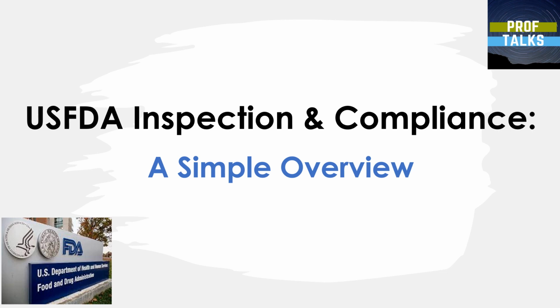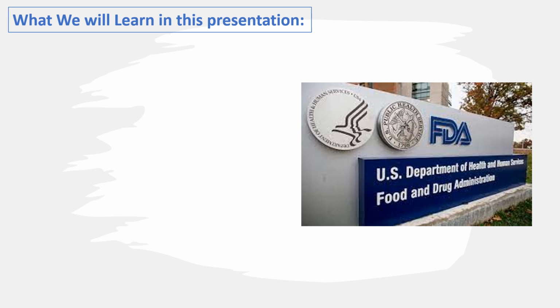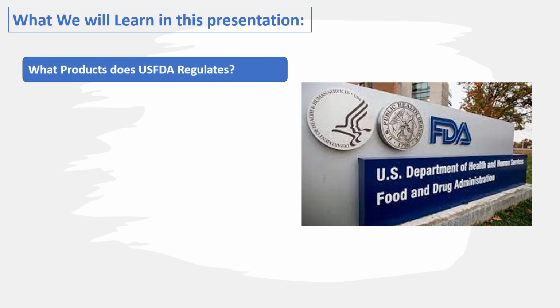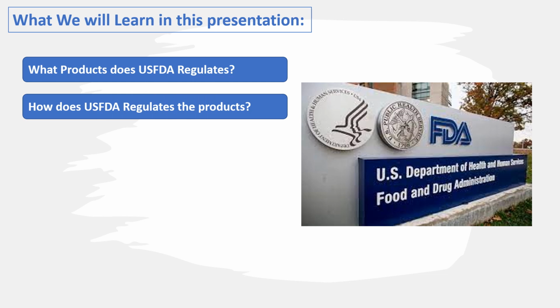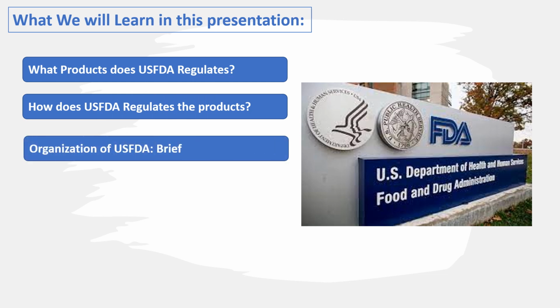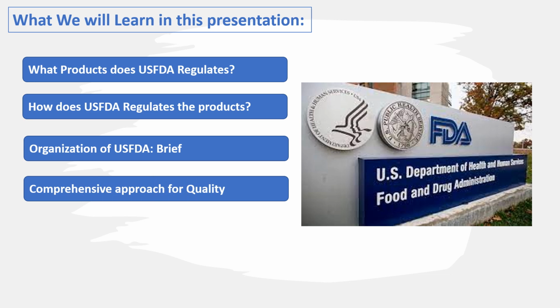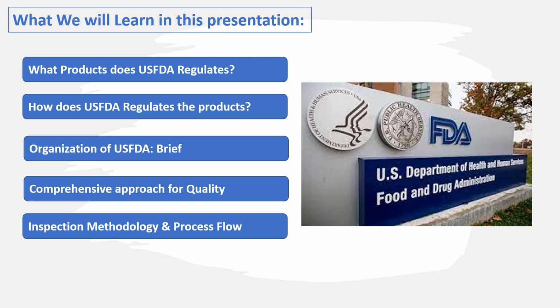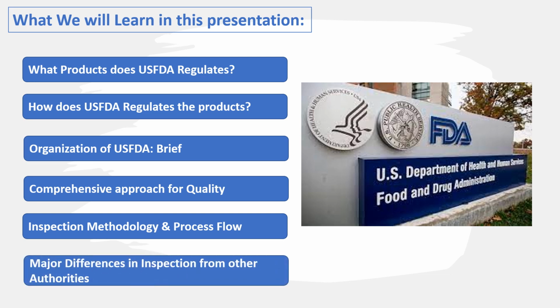So it is very important that we understand the methodology and the compliance aspect, because they differ from the other regulatory authorities. In today's presentation, we will see what products the USFDA regulates, how the USFDA regulates these products, and what the organization of the USFDA is. We'll not go into the details, but we'll have a brief overview related to the drugs and biologics part, the comprehensive approach for quality with reference to the approach adopted by the USFDA, the inspection methodology and the overall process flow right from the beginning of the inspection to the closure of the inspection, and the major differences in the inspection from other regulatory authorities.